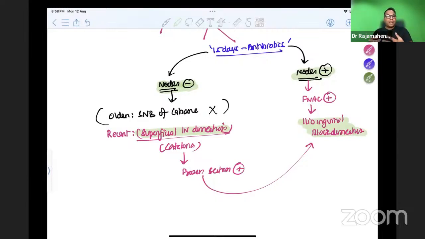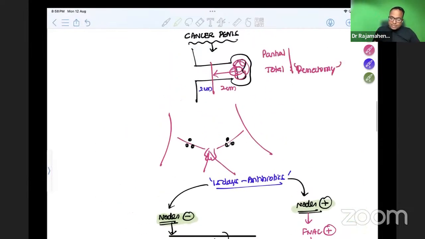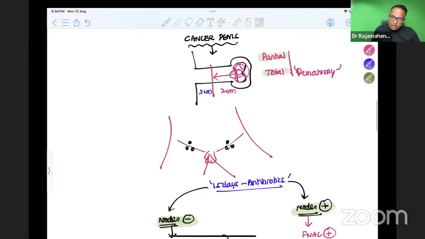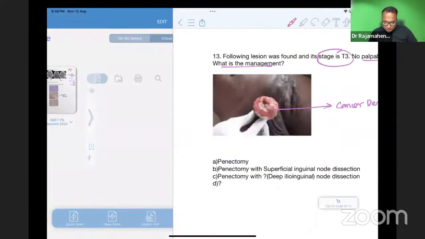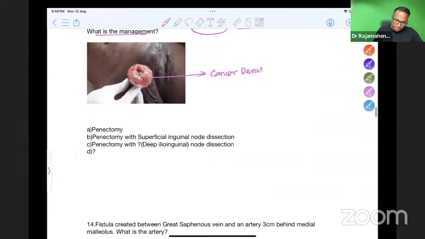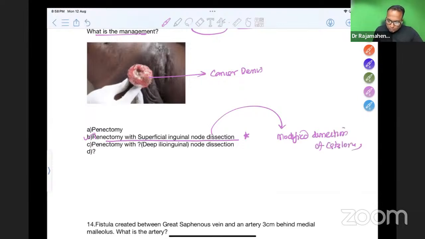But there is a deep concept behind this. It is not needed for you. For PG preparation level, partial or total penectomy with a 2 centimeter margin with the nodal clearance for node positive cases. And instead of sentinel node biopsy, superficial ilioinguinal block dissection is the answer for this question. So penectomy with the superficial inguinal node block dissection. Actually, the superficial inguinal node block dissection is now renamed as modified dissection of Catalona, but it is not there in Bailey. Therefore, you can go with the superficial dissection.